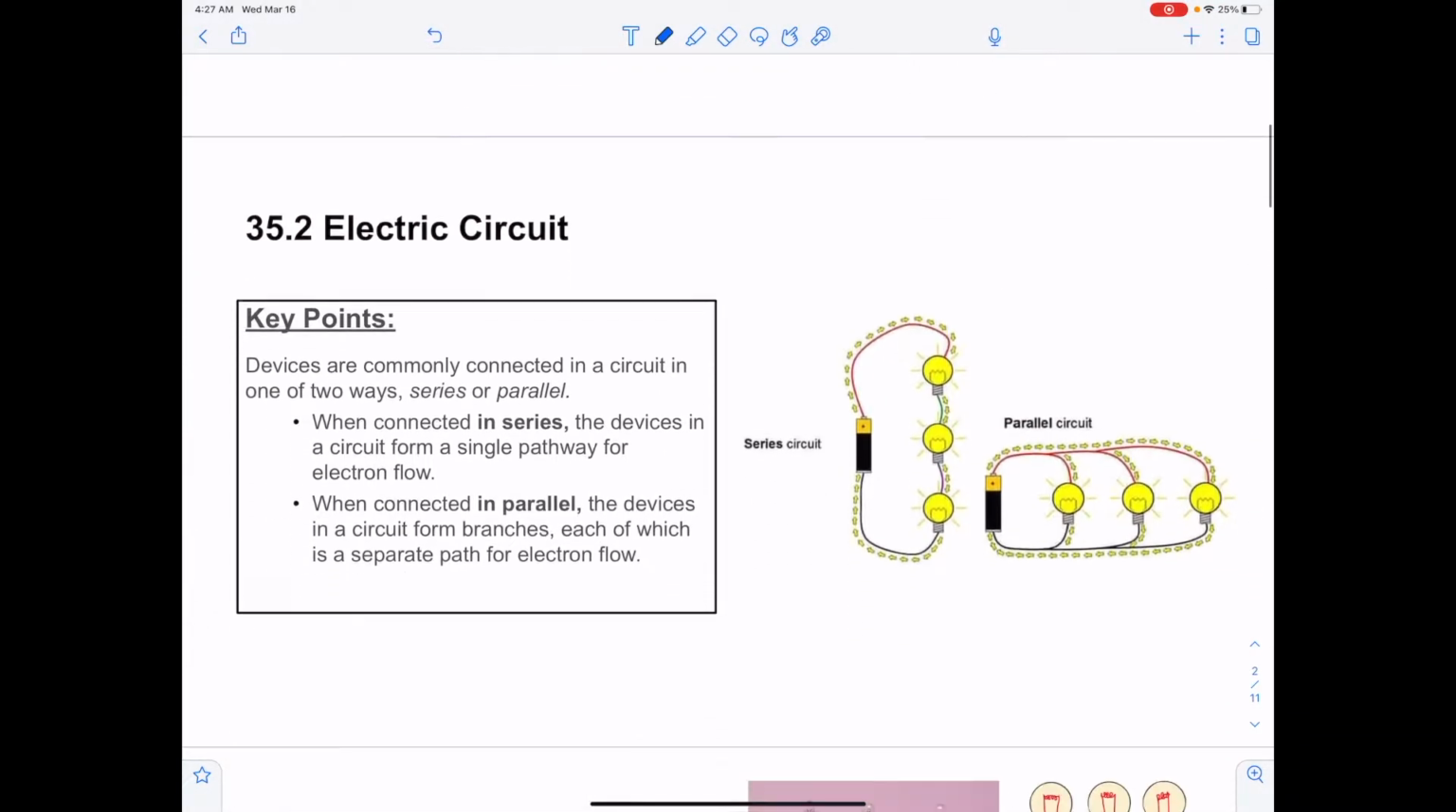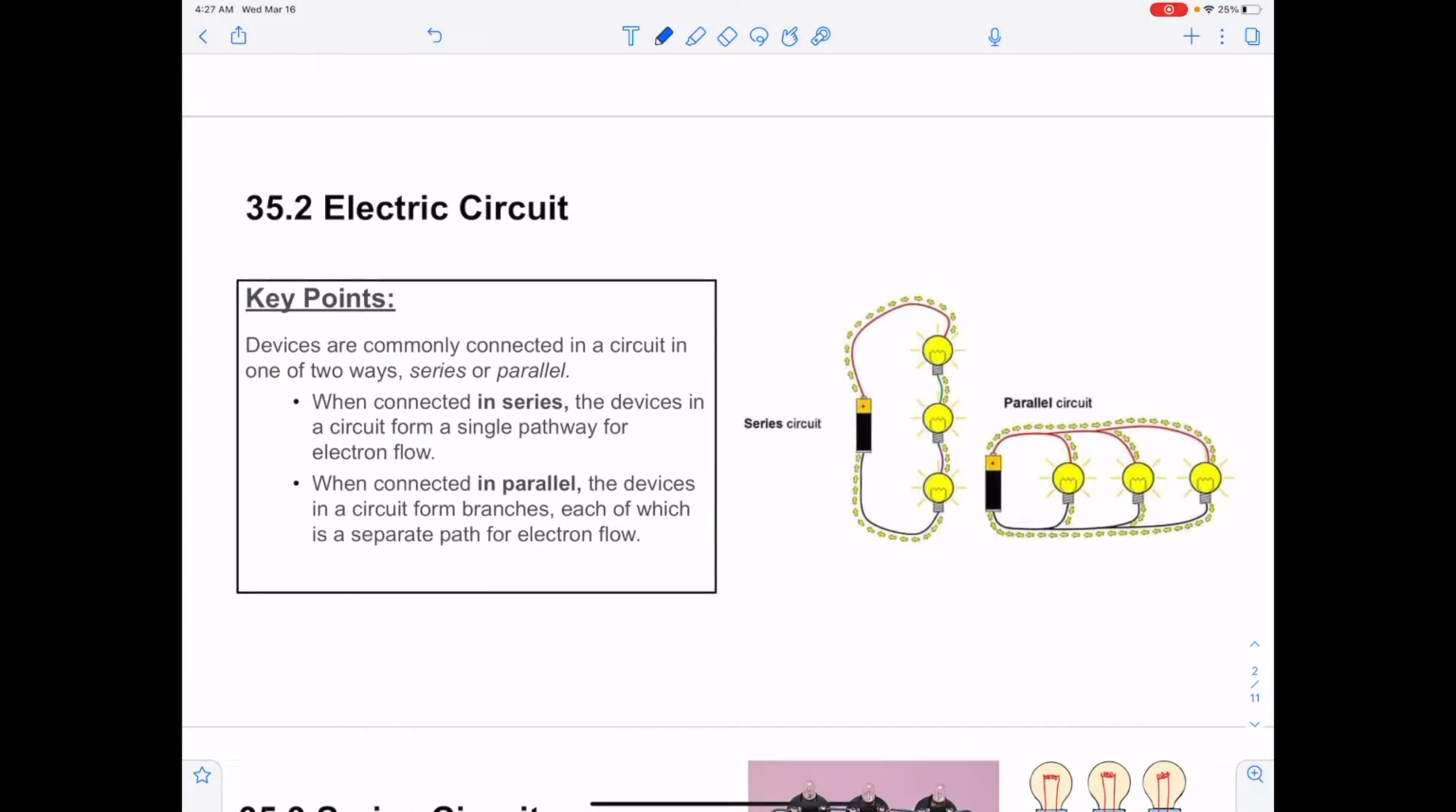Let's get started. As a recap from last time, we've been talking about electric circuits as pathways from high concentration, the negative terminal of a battery, to low concentration. And we said that we needed a closed loop, a complete loop, for that pathway of the flow of electrons to occur. As we go further, we have two overall methods of wiring up components in our circuits. The first is series, in which we have a single pathway for our electrons to flow.